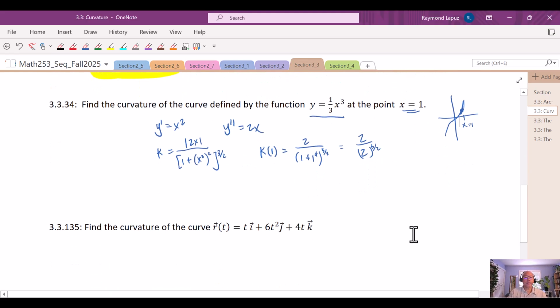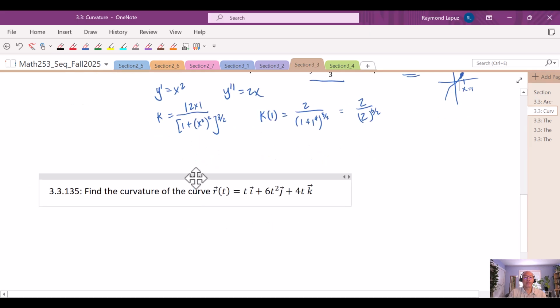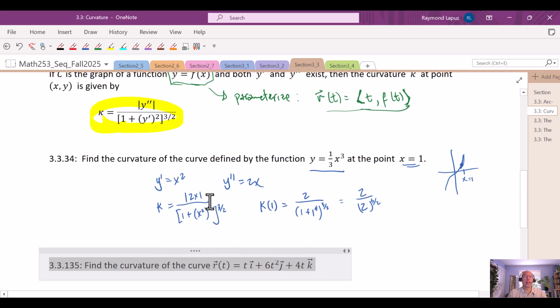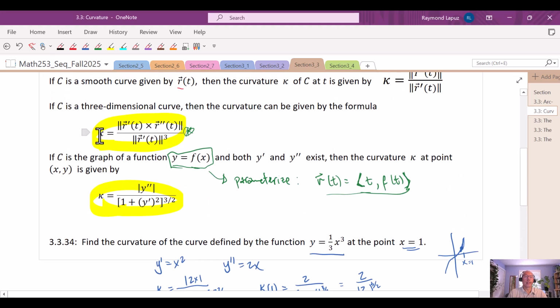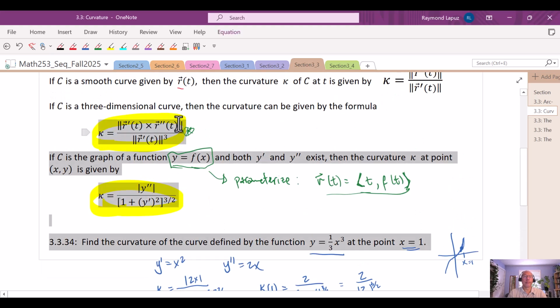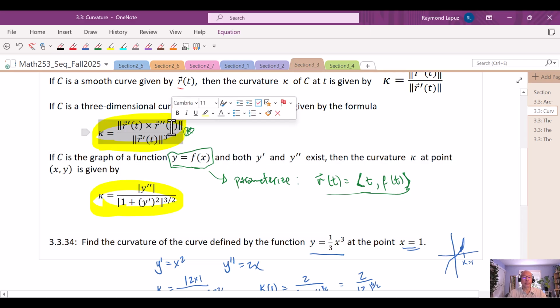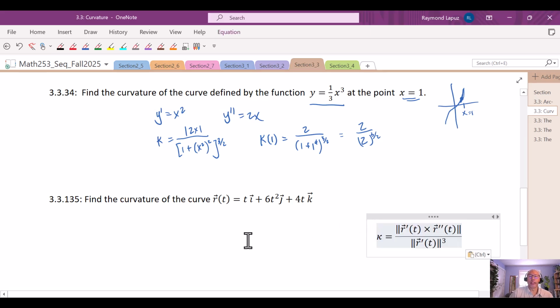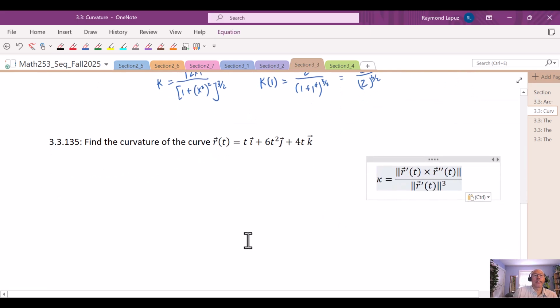Let's take a look at this next one, where we want to find the curvature of this function. For this, I will refer back to the second formula that we saw, which has something to do with a cross product. I'm going to keep my formula to the side so I can use it. It looks like we're going to need r prime and r double prime.